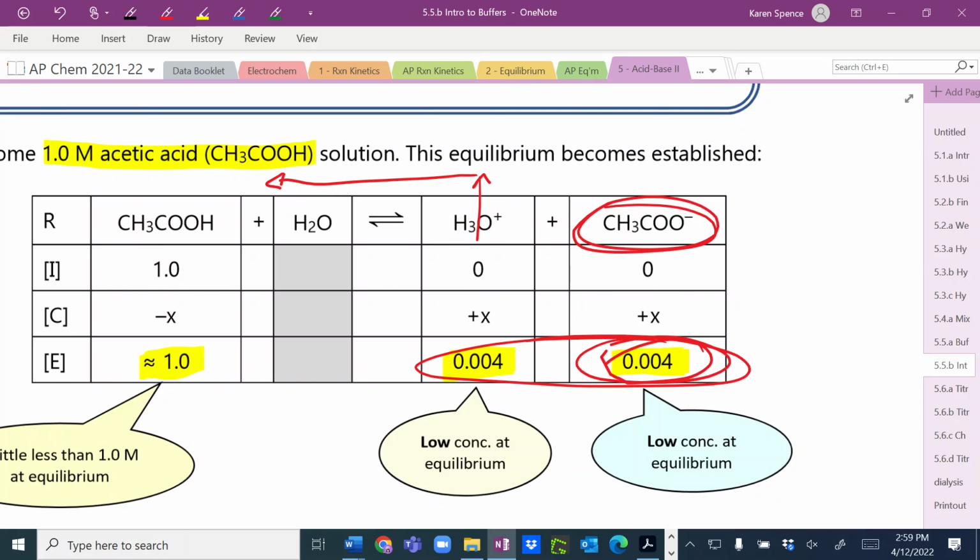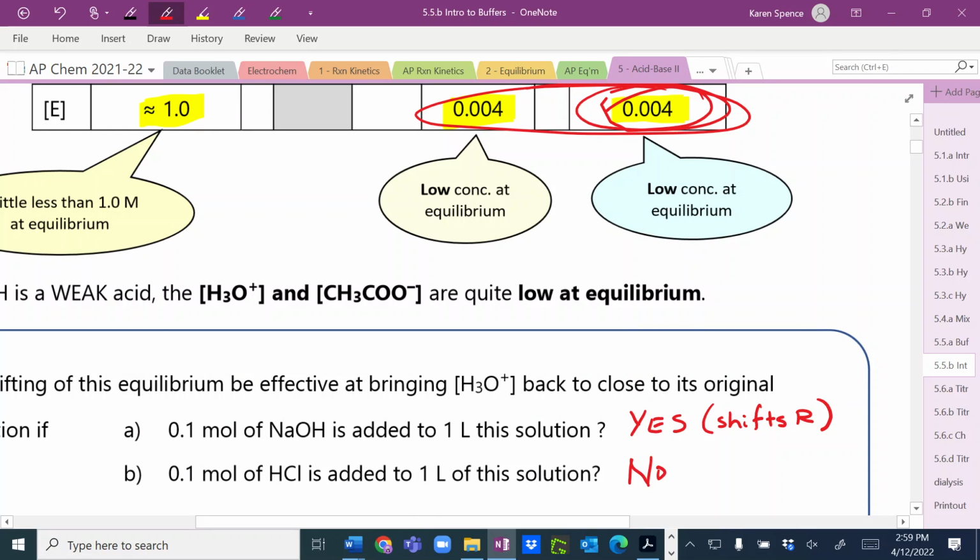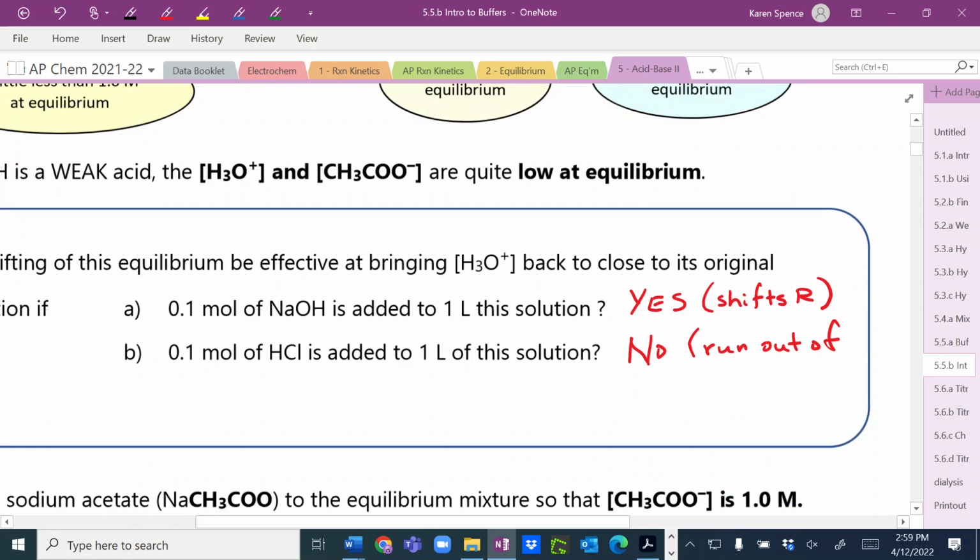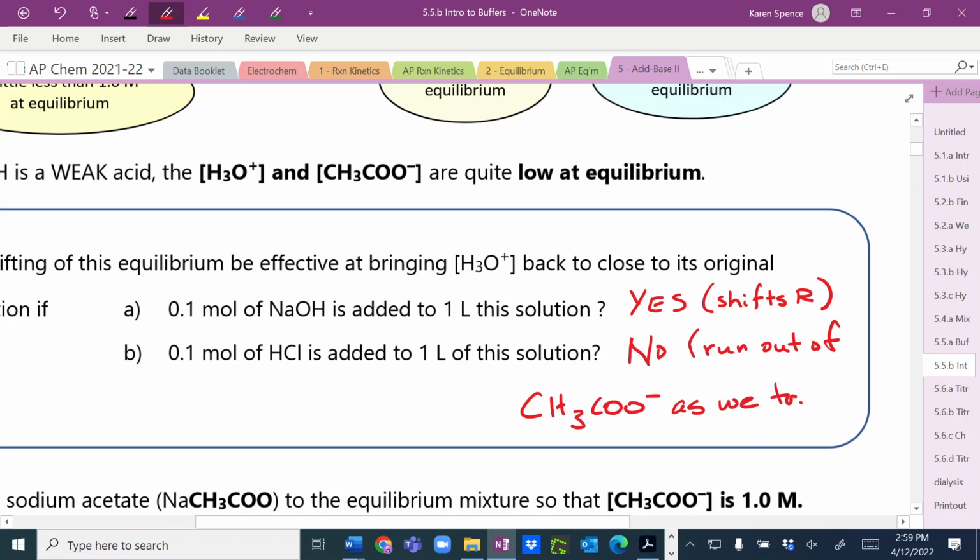Yes? So the answer is no, because we run out of CH3COO- as we try to shift right. So we do not have a buffer solution here because it will only keep the pH fairly constant if I add base, but not if I add acid. Yes?